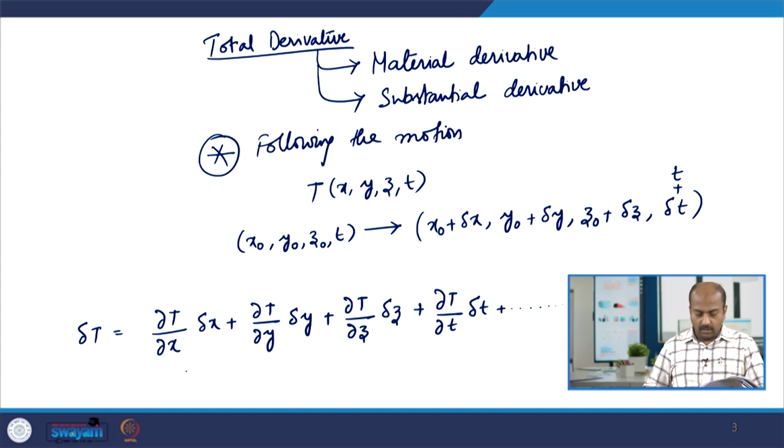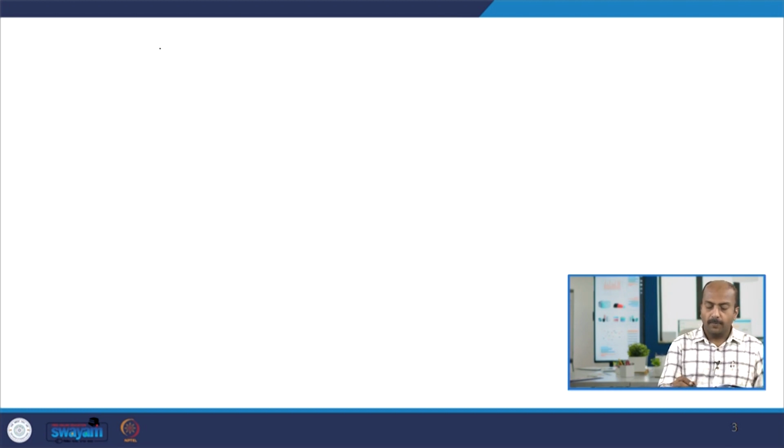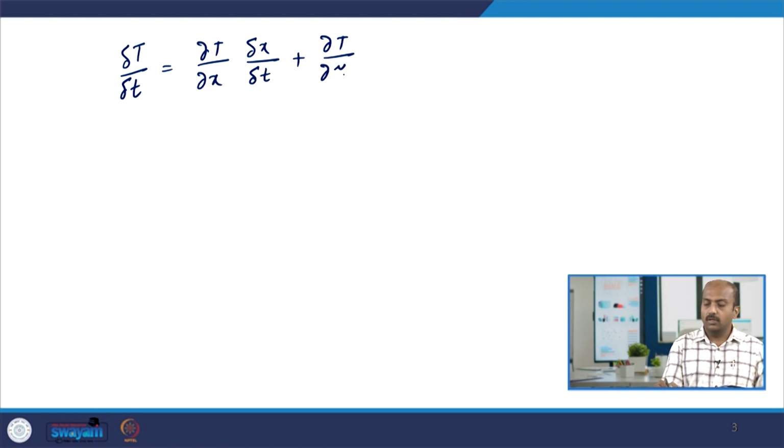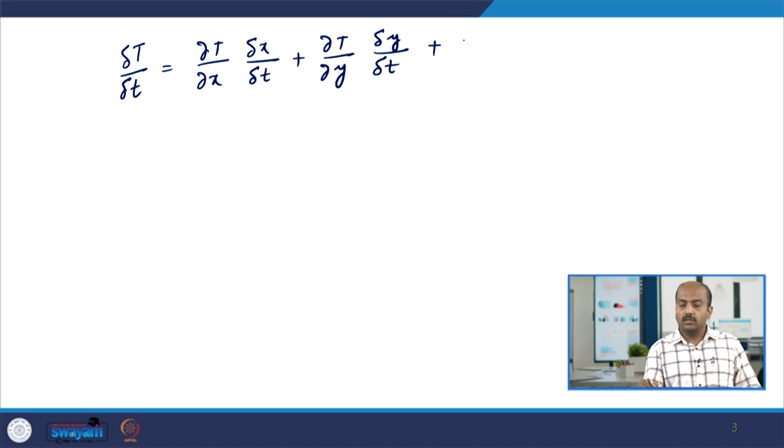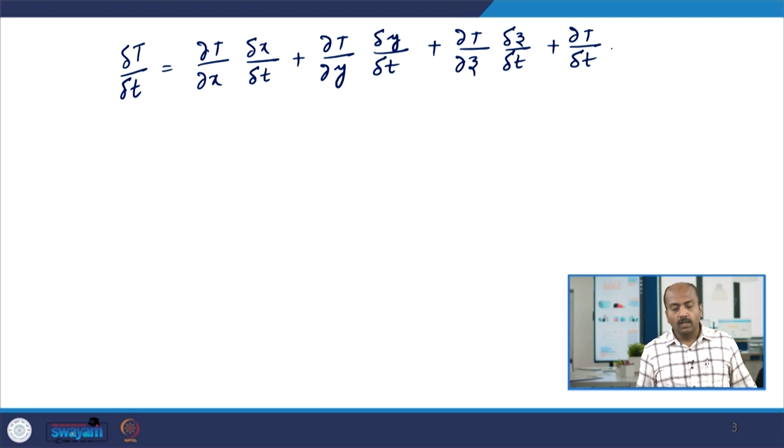Or what you can do is we can write delta T with respect to time. If we divide by delta t, we have dou T by dou x into delta x by delta t, plus dou T by dou y into delta y by delta t, plus dou T by dou z into delta z by delta t, plus dou T by dou t, right.